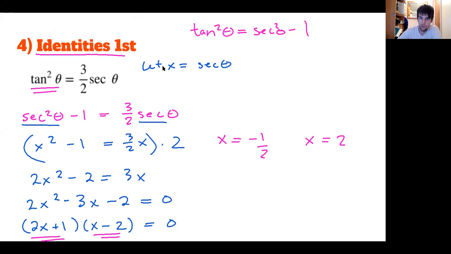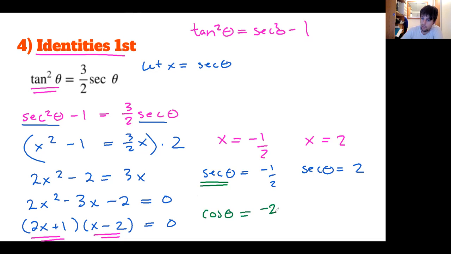Remember, our substitution was that we let x equal secant theta. So we make that substitution. Secant theta equals -1/2, and same idea over here, secant theta equals 2. Now, secant is not really on our unit circle, so I'd prefer to think about this in terms of cosine instead. Secant is -1/2, so cosine is going to be the reciprocal of that, which is -2, or -2/1. And if secant is 2, then cosine is the reciprocal of that, which is 1/2.